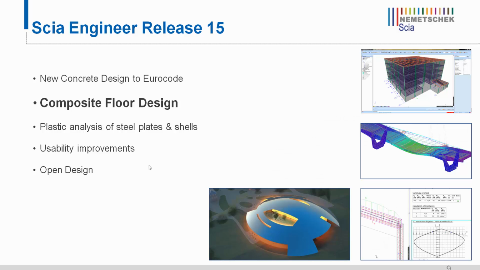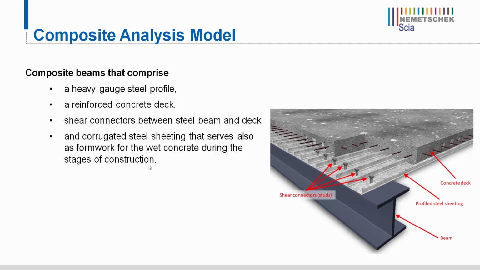Next we're going to start with the topic of today, the composite analysis model, or the so-called CAM. This model contains composite beams that comprise a heavy gauge steel profile, a concrete deck with or without reinforcement, shear connections between steel beam and the concrete deck, and a corrugated steel sheeting that serves also as formwork for the wet concrete during the stages of construction.